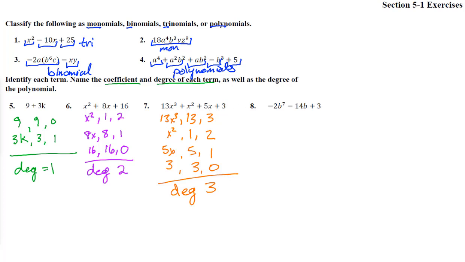And the last one, 3 terms. It looks like a negative 2b to the 7th, a negative 14b, and a 3. Coefficient would be negative 2, negative 14, and a 3. Notice those minus signs. Stick with those coefficients like white on rice. And the degree of each one of them, this would be a 7, that's a 1, and that's a 0. So the degree of this polynomial equals 7. The largest one of those. Good.